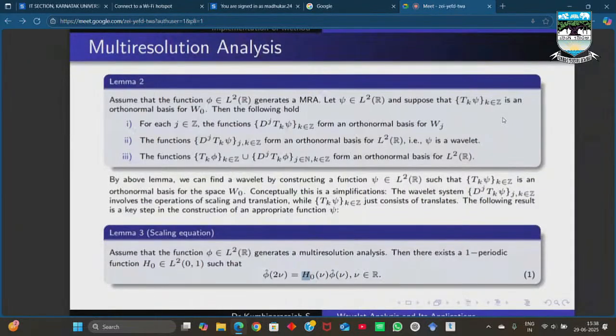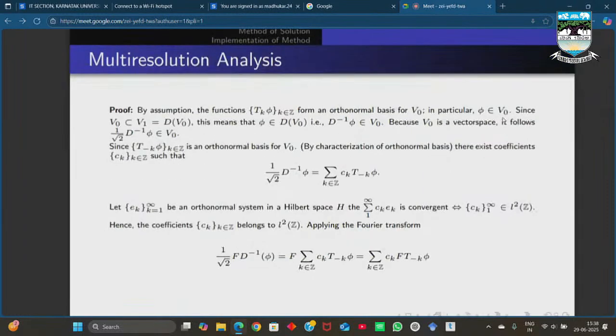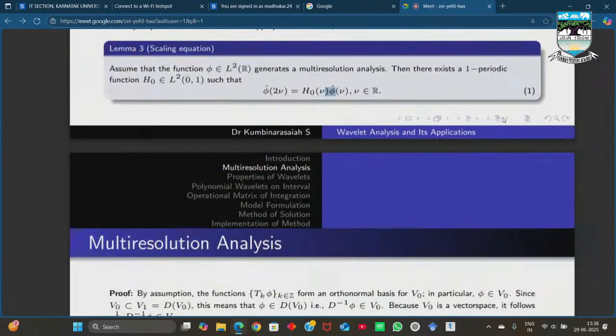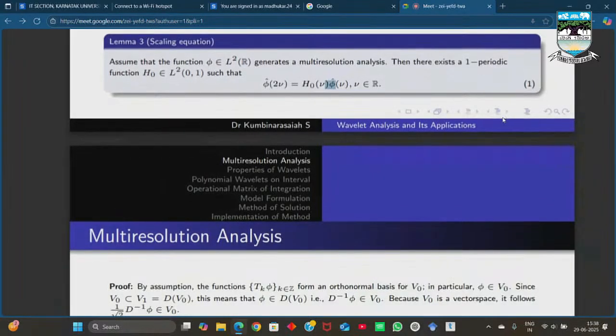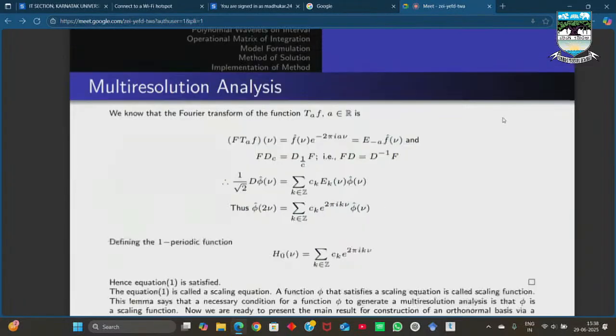Using this one periodic function, I can say the psi is going to be a scaling function in the Hilbert space. The proof is there, but the proof is not necessary. I am just using this equation 1 to create an orthonormal basis for a wavelet function. I am not emphasizing more on the proof.